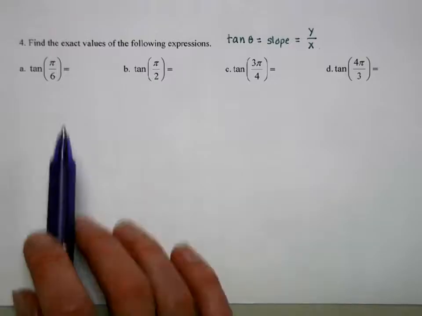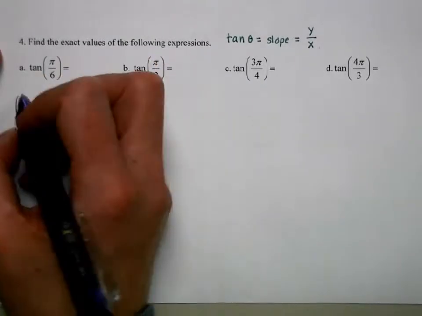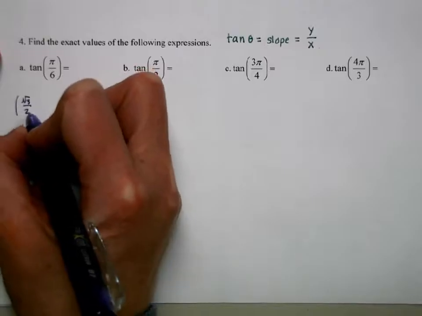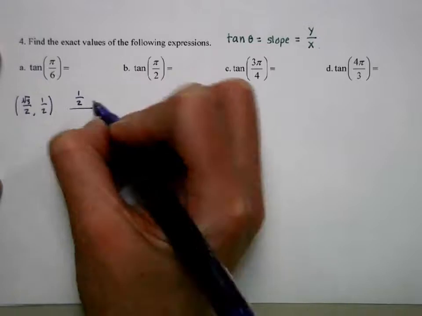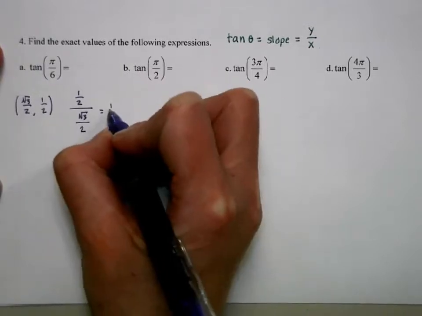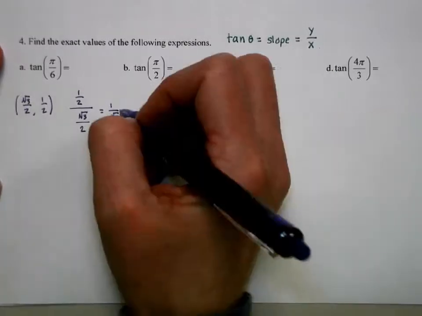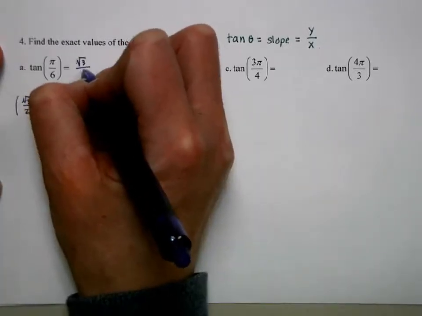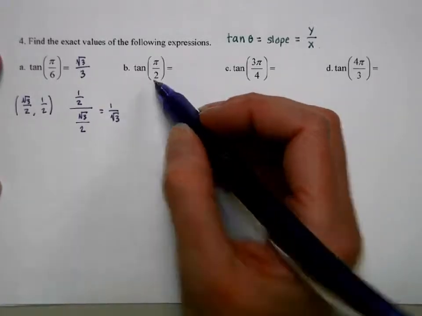So for pi over 6, the coordinates on the unit circle are root 3 over 2, 1/2. So when I do the y value over the x value, we end up with 1 over root 3. So we can present it as 1 over root 3, or if we rationalize it, we get root 3 over 3. Tangent of pi over 2, up at the top of the circle.